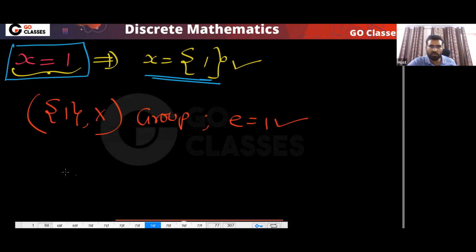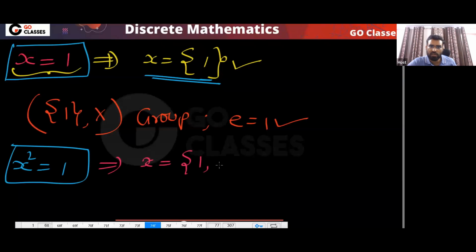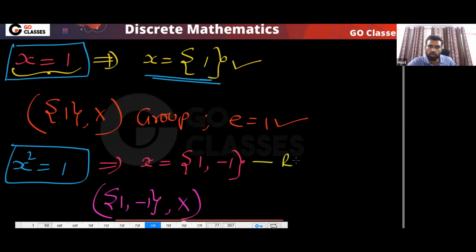Now let's see another equation. If I give you the equation x squared equal to 1, how many solutions are there? What can you say about x? You can say x equal to 1, x equal to minus 1. So two solutions will be there. Tell me, is this a group under multiplication? These are the solutions, and I can say these are roots of unity.